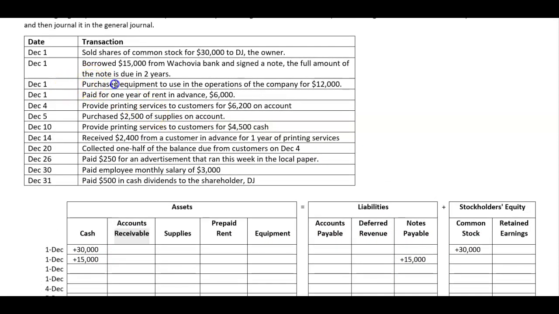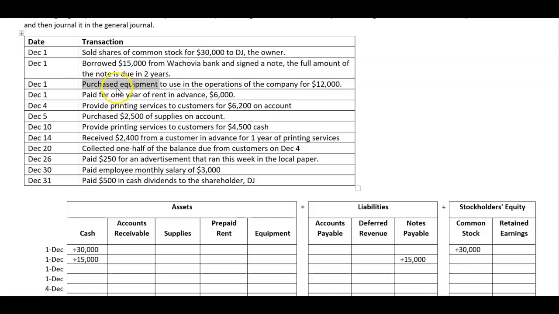On December 1st, we purchased equipment. Now, just stop there. Purchased equipment. What are we getting as a company? Well, we're getting equipment. Now, when we buy something, there's a couple of ways you can buy things. You can either pay for them immediately, and that would be using your cash, or you could buy them on account, which means you owe for them in the future. Think of your credit card, right? You buy it on a credit card. You didn't pay for it. You owe money because eventually you will have to pay that credit card bill.